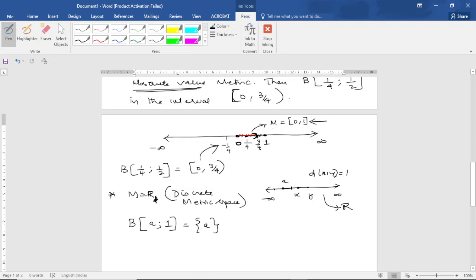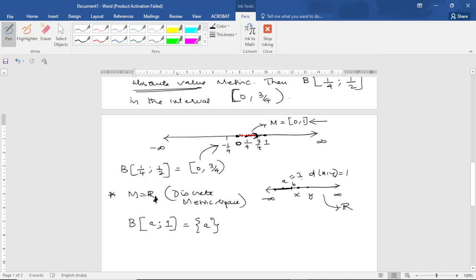So how many elements are inside this set? No elements, because the radius is less than 1. Suppose B is another element, the distance between A and B must be 1. But here the requirement is that the distance between A and B must be less than 1. So there exists no element in this open ball whose center is A and radius is 1.